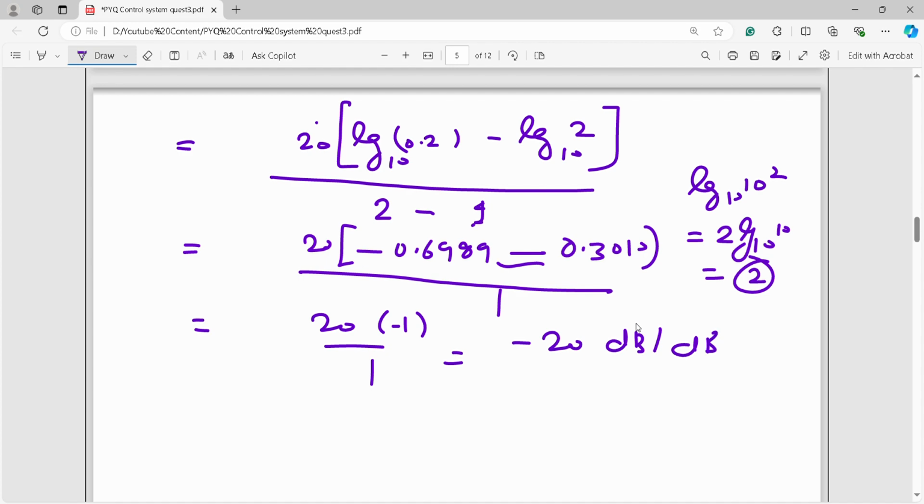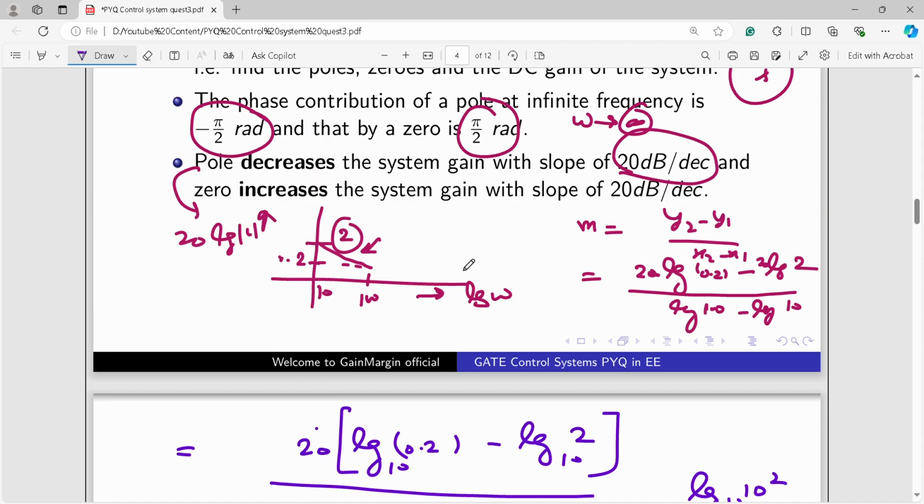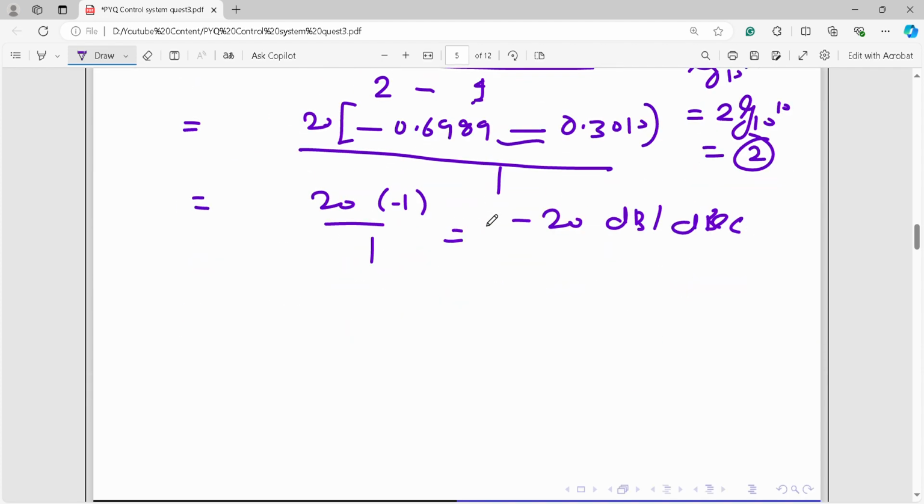I am calculating the slope, right? So here you can understand that a pole gives the minus 20 dB per decade contribution in slope. It means system gain will be decreased by the pole with the slope of minus 20 dB per decade, and a zero increases system gain. The slope is the same, but here the nature will be increasing rather than decreasing, like 20 dB per decade slope.